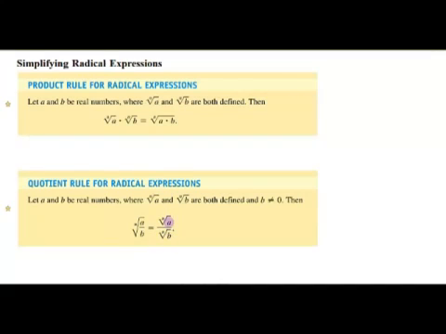Also, if I have the nth root of a number over the nth root of another number, and the n's are the same, then I can put it under one radical and divide the radicands.